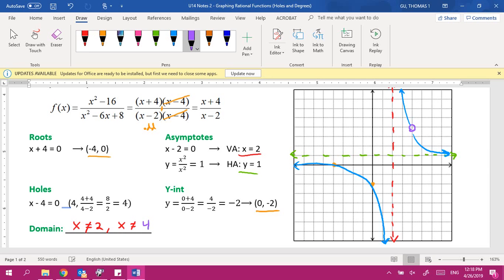So there's going to be 2 left domains on all these? It's not 2 domains. It's just 2 things that the domain does not include. So it can't be 2 because that's your vertical asymptote, and it can't be 4 because that's where your hole is.